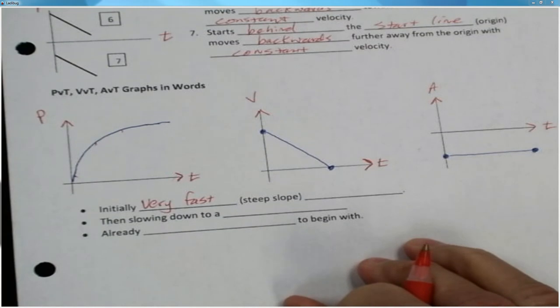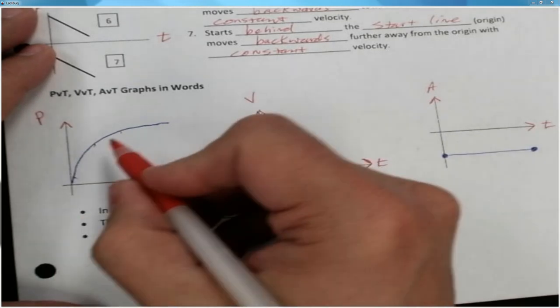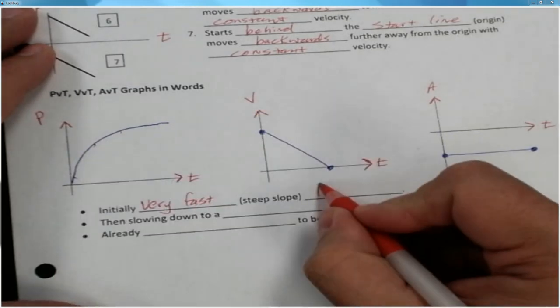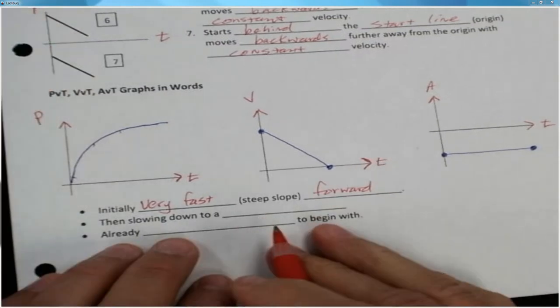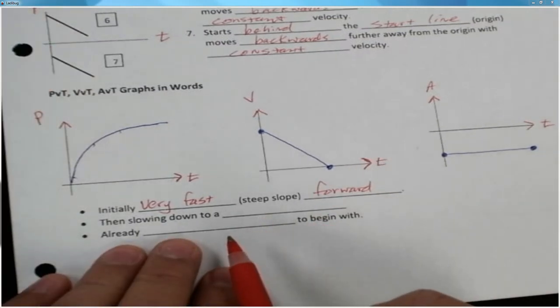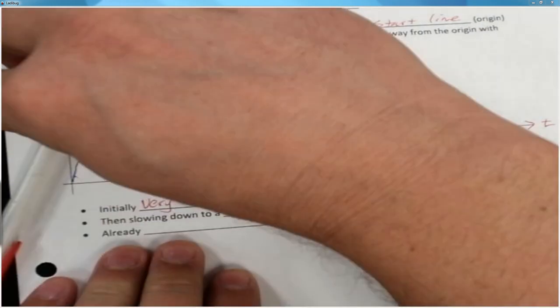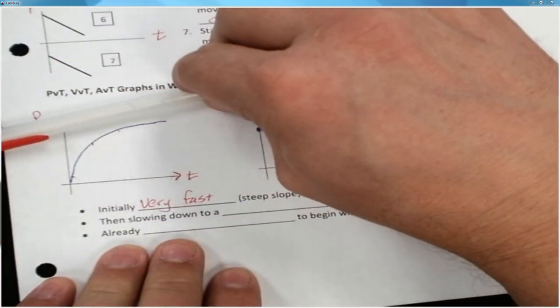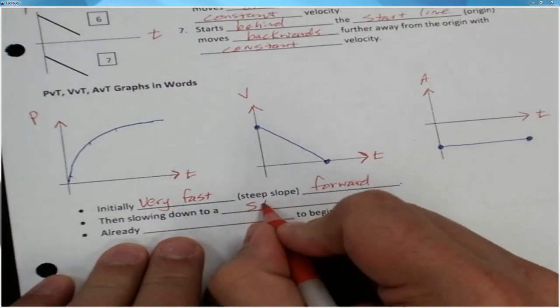And is it going forward or backwards? Well, that's pretty easy too. It's going fast and it's going forward. You're getting further away from your start. So you're going really fast initially, and you're going forward. And then you're going to slow down to a stop, like we talked about.